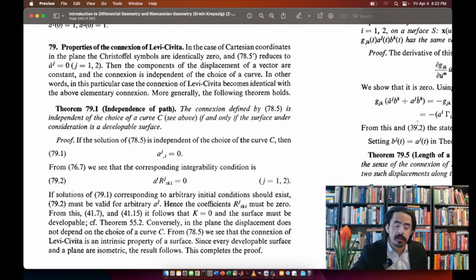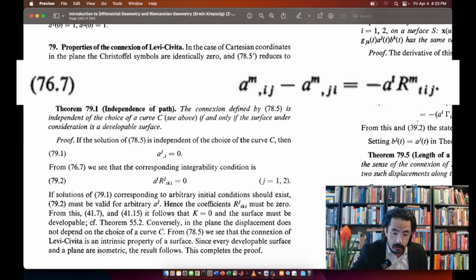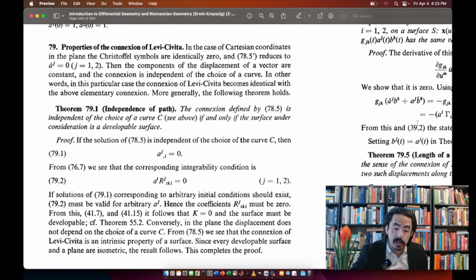If the solution of the differential equations of the connection of Levi-Civita is independent of the choice of the curve capital C, then a superscript j with a subscript of comma i is equal to 0. From 76.7, which again I'll put on the screen right now, we see that the corresponding integrability condition is a superscript t times, I'm assuming that this is a Riemann curvature tensor, capital R superscript j sub tki, is all equal to 0, where j is equal to either 1 or 2.